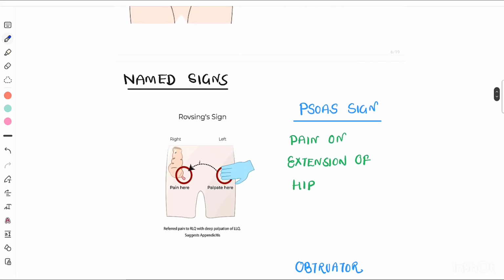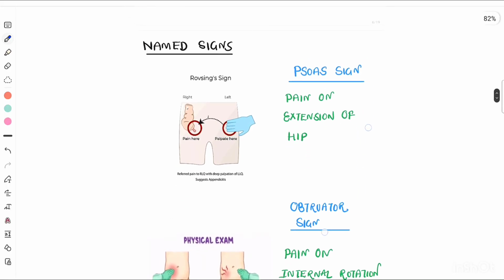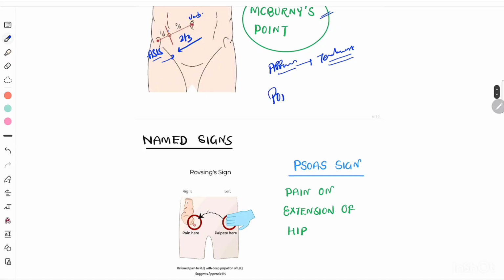Now there are some other signs specific to appendicitis. One of them is the pointing sign. In the pointing sign, the patient puts his finger on the right iliac fossa to tell the exact site of pain. So he will point toward the site of pain. That's why it's known as the pointing sign.